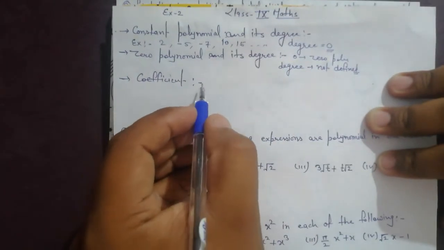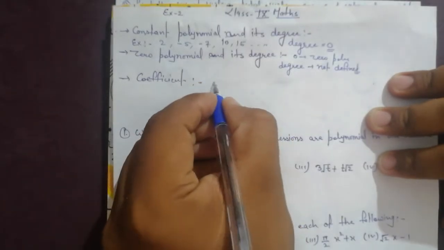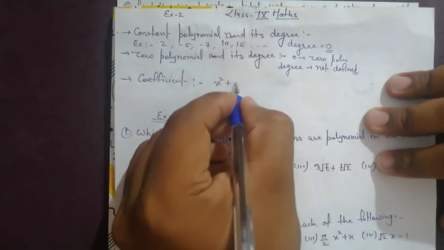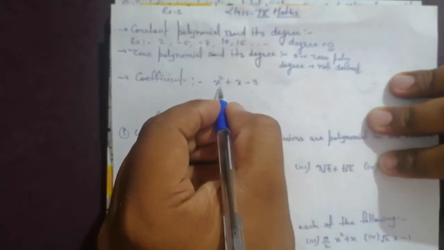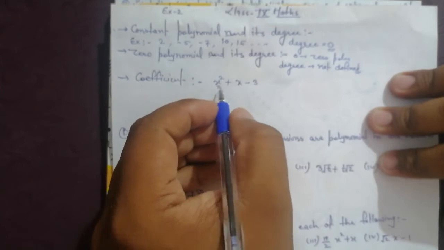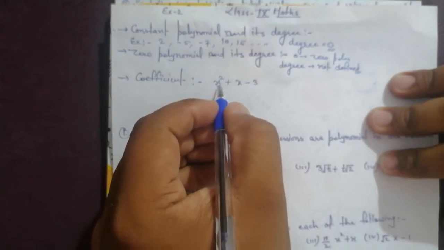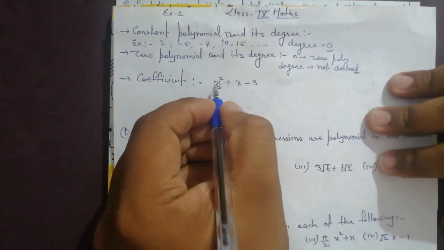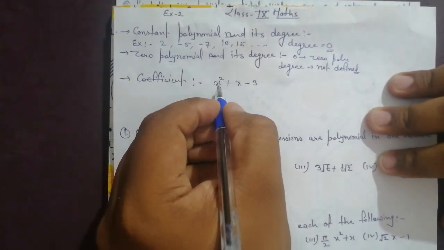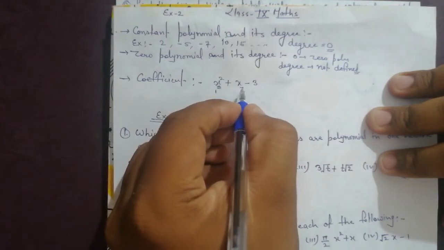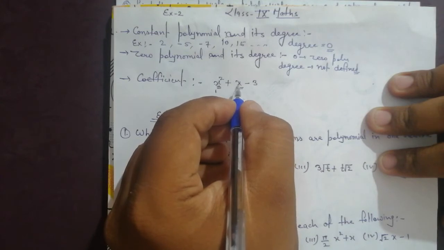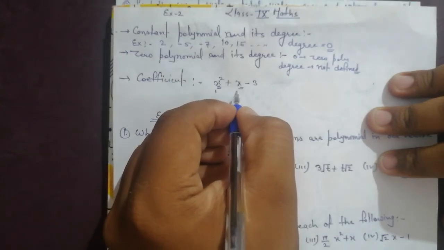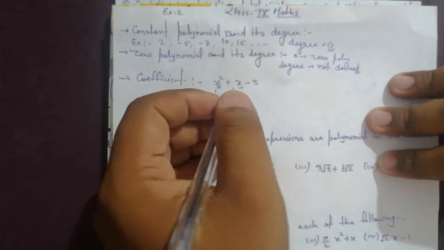Now the next thing is coefficient. Suppose we have the expression x square plus x minus 3. In this, the coefficient of x square means which number is multiplied by x square. Here what is with x square? No number is there, it means 1 is there. So the coefficient of x square is 1. The coefficient of x is also 1 here. Why? Because no number is there with x, so we can write 1 as the coefficient of x.